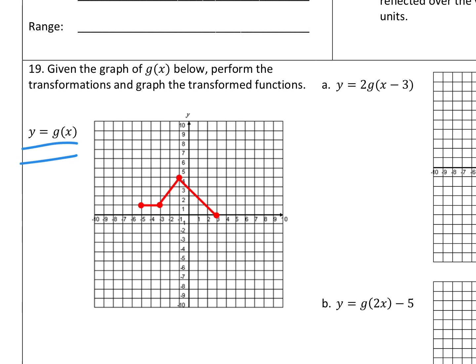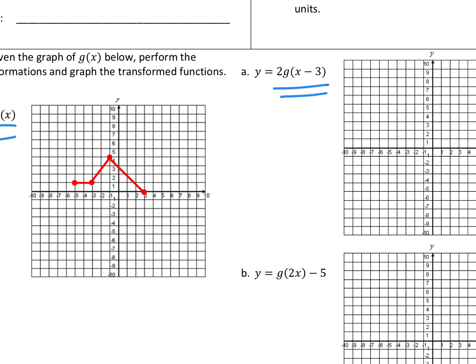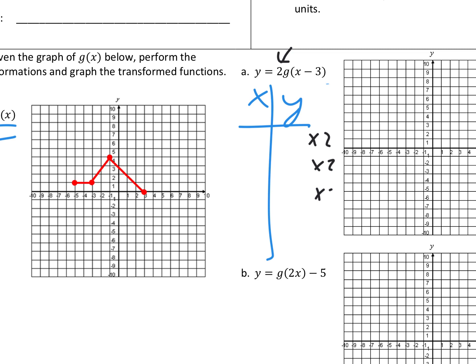But if you were supposed to do this to it, you would make an XY chart of your parent points, and you would go through and trust the outside. Which one's on the outside? The vertical one. Which one's vertical? The Y values. And you'd times all your Y values by 2. What are these X and Y values? They come from here. So one of them is right there, and it was -5, 1.